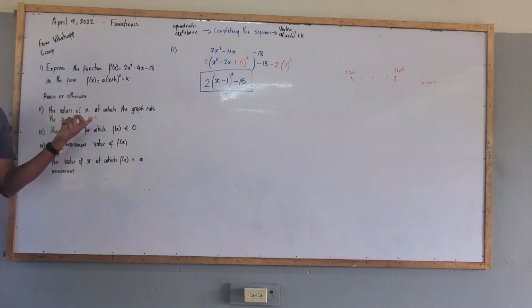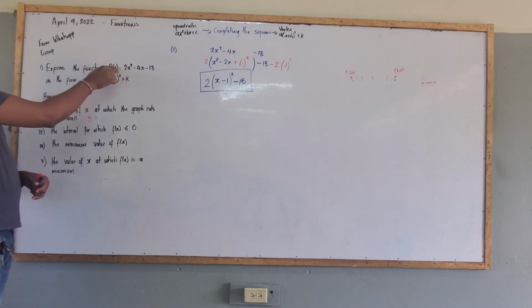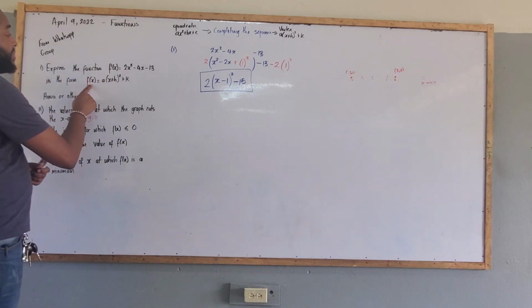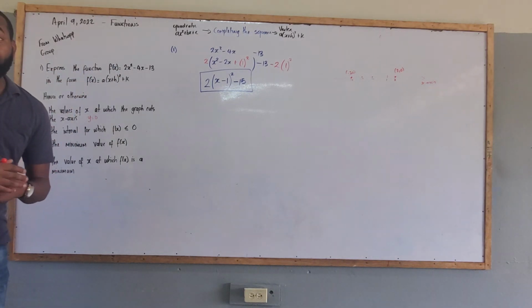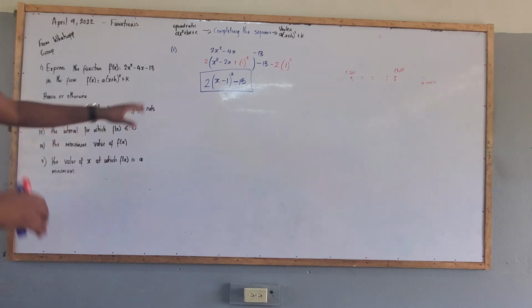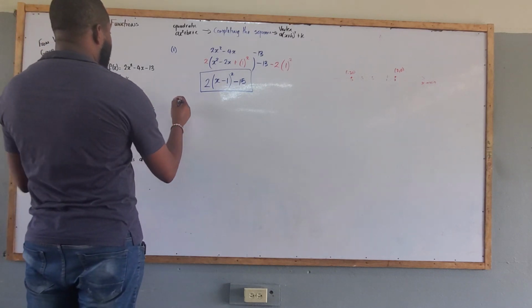So whenever a question asks us to find where the graph cuts the x-axis, it is essentially asking us to solve for when y is 0. So all I have to do is replace f of x, which is y, with 0. Whether this way or this one, you can solve either of the two. Which one do you want to solve, the quadratic form or the vertex form? Vertex. Okay, so part 2.